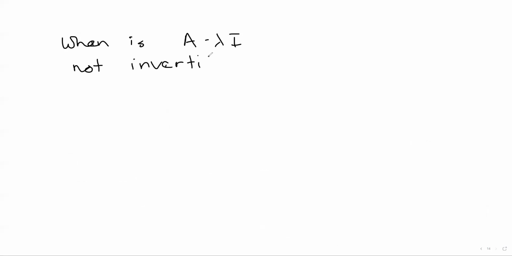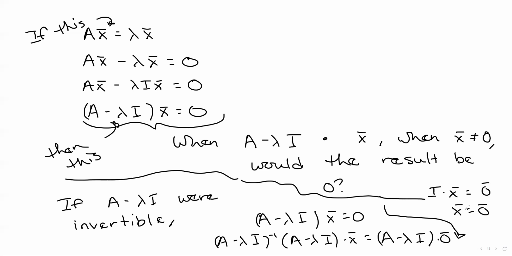Right? Because if A minus lambda I is invertible, then that tells us that x is 0, and we want to know when this is true when x is not 0. I don't know if you can follow that, but that's the idea: we want to know when this is true and x is not 0. If A minus lambda I is invertible, then that forces x to be 0. And so what we're looking for is when this is not invertible.